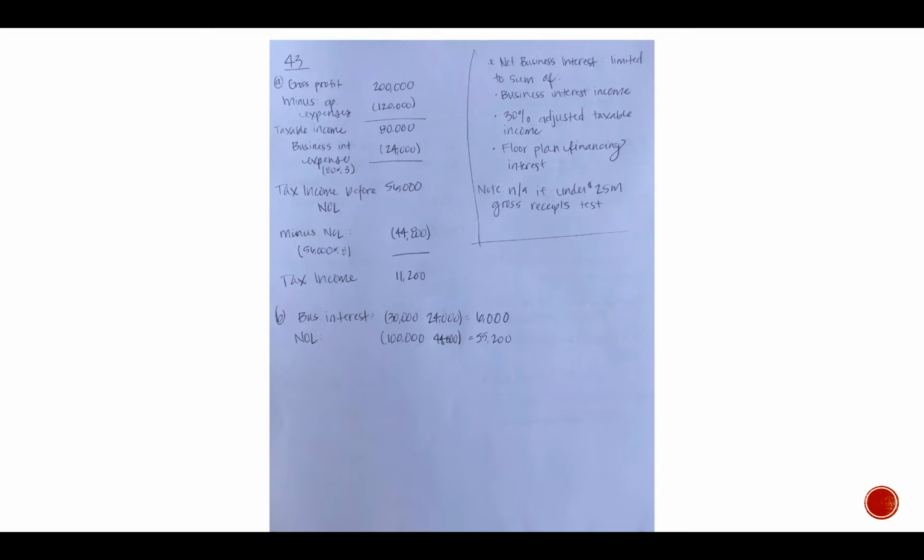Net business interest is limited to the sum of business interest income, which I don't see any of here, 30% of adjusted taxable income, and then floor plan financing interest. We don't have that here. And I have a note: this limit is not applicable if you are under the $25 million gross receipts test, but in the problem it says we are not under the $25 million gross receipts test. So we don't have business interest income and we don't have floor plan financing interest. All we have is the 30% of adjusted taxable income.